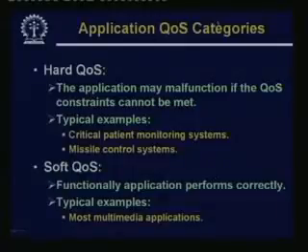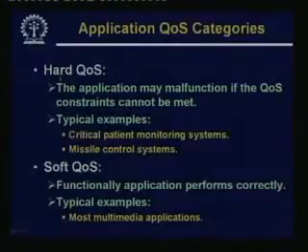Some quality of service categories with respect to the applications: you can classify between hard QoS and soft QoS. For hard quality of service, the application may malfunction if the constraints cannot be met. Some typical examples are critical patient monitoring systems or a missile control system. For a patient monitoring system, it depends on what you are monitoring. If you cannot take corrective action within a defined period of time, then the life of the patient may be under threat. Similarly, for a missile control system, you have a certain defined period of time between the detection of the missile which is coming towards you and the retaliatory action to stop and intercept it, because if you cannot act within that time, possibly the missile will be hitting you, right.